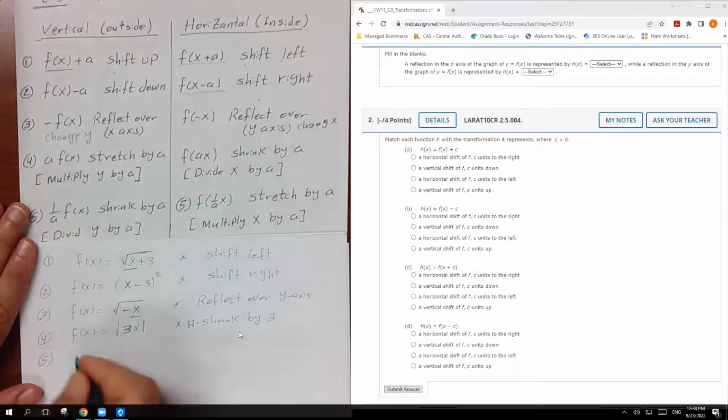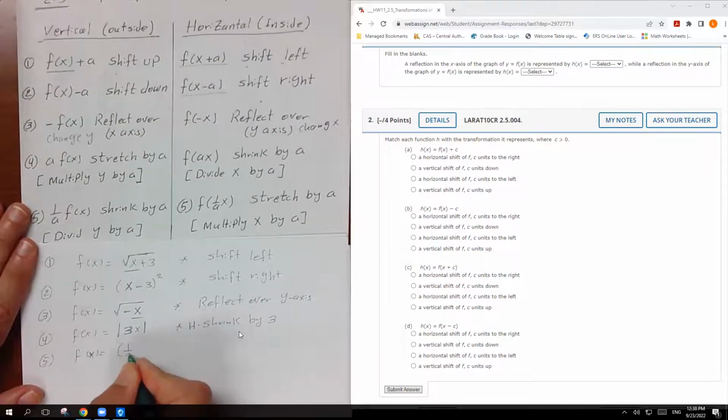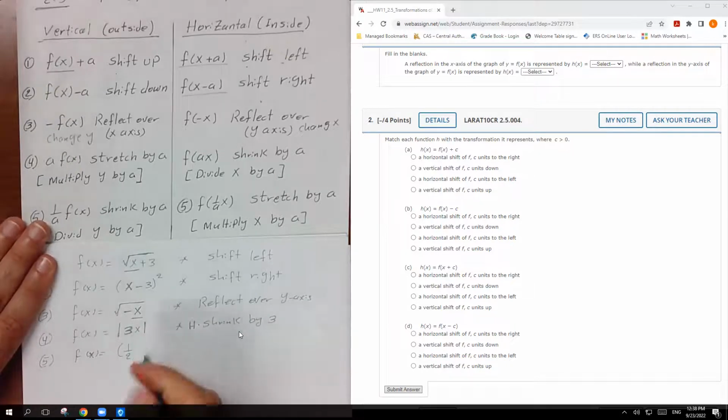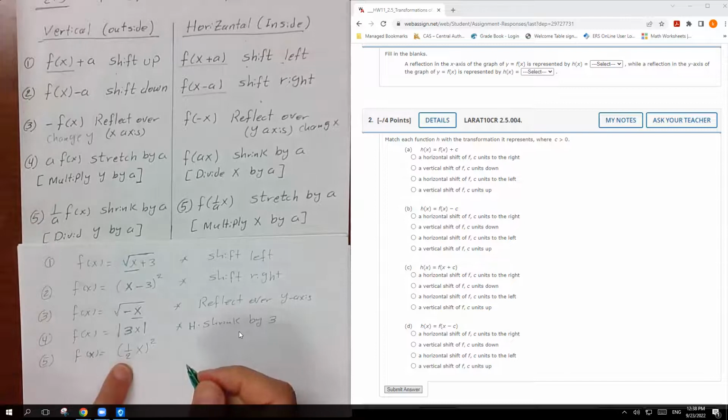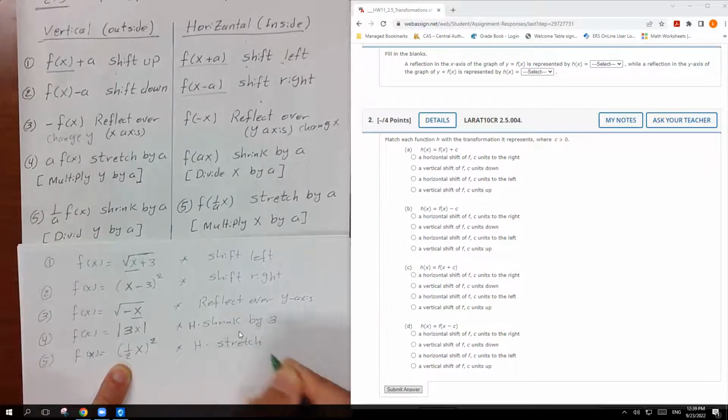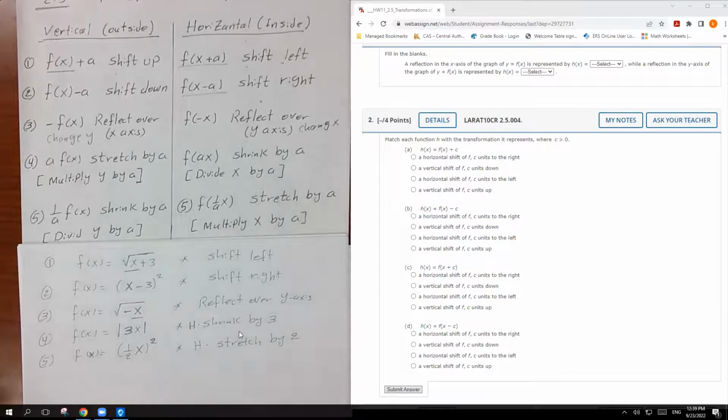And here's another one. If you have f of x equal 1 over 2 x squared. In this case, it's going to be stretch because 1 over 2 is inside the square. So it's going to be horizontal stretch by a, which is 2. So here's another 5 examples just to show you that. Then I'm going to merge these. But before we do more examples, let's go to the website and check this example.